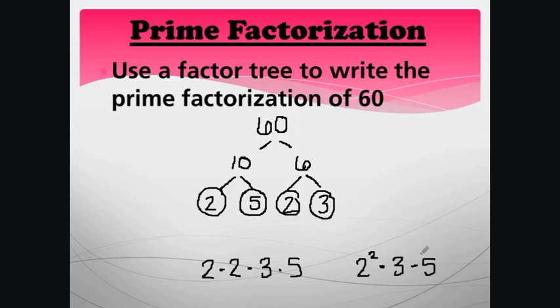What we do to check our work is to go ahead and multiply these values. 2 times 2 is 4, times 3 times 5. And if we go ahead and use a calculator, you can multiply 4 times 3 is equal to 12, and then 12 times 5 is equal to 60. So we can double check our answer, to make sure that our prime factors that are being multiplied together equal our composite number.